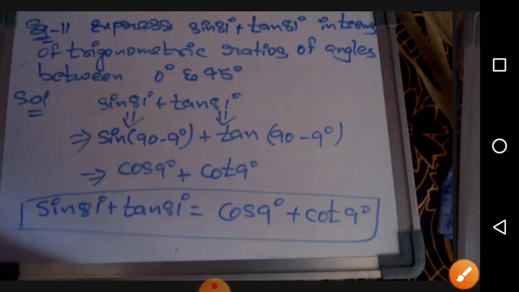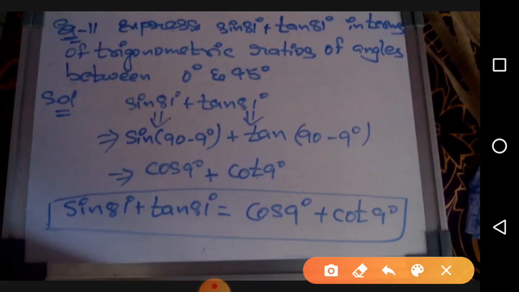Okay, next move on to the 11th one. Express sin 81 plus tan 81 in terms of trigonometric ratios of angles between 0 and 45. Okay, why to be precise 0 and 45? Because if you see the answer, we have to get in between this, and we'll prove why we'll get only this. So sin 81 plus tan 81, how can we write in terms of this?